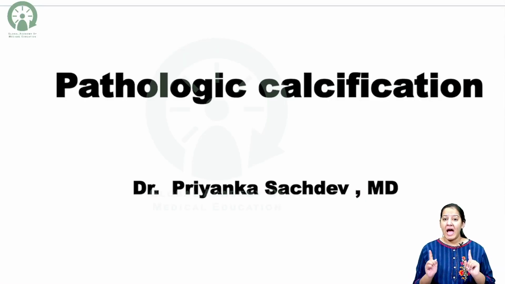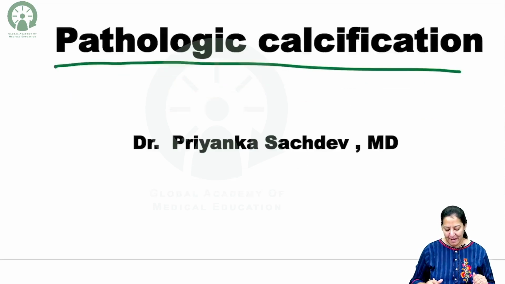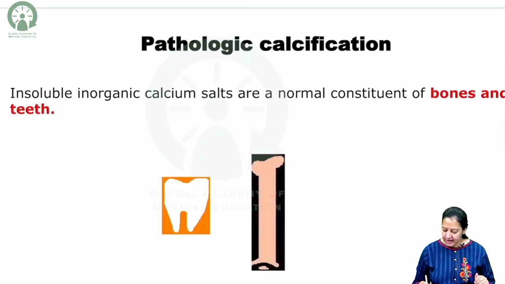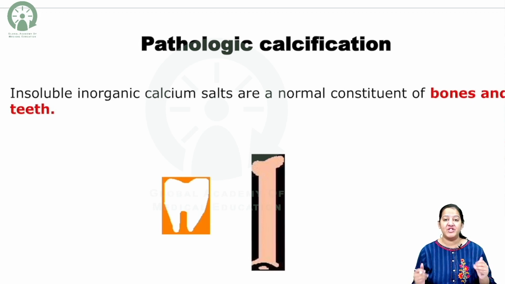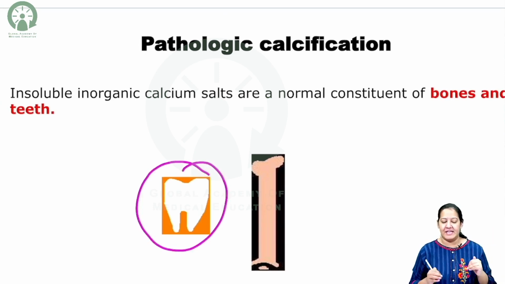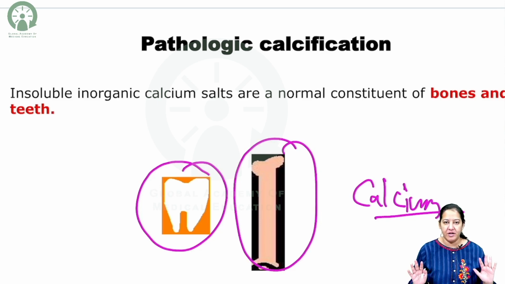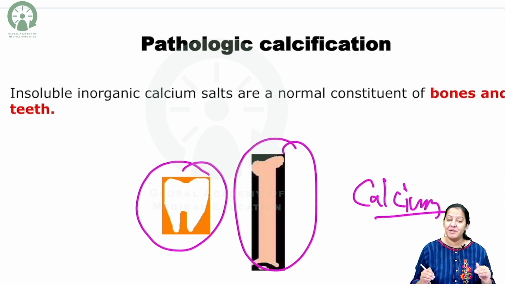In this session, I will be discussing pathologic calcification. So what do you mean by pathologic calcification? Can you tell me in the human body where calcium is present? Calcium is present in only two places in the human body: number one, teeth, and number two, bones. The enamel of the teeth and the bones have calcium in them. Otherwise, no other organ has calcium in the human body. So when calcium is present in any other organ apart from these two, it's pathologic.